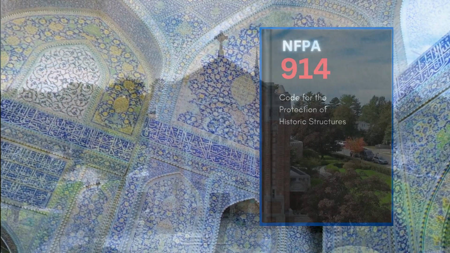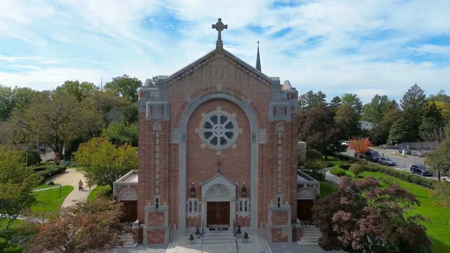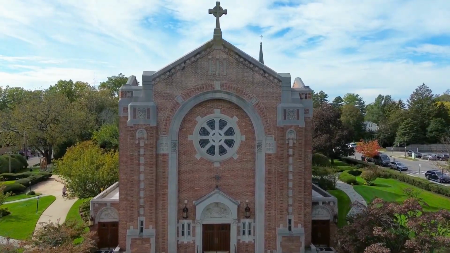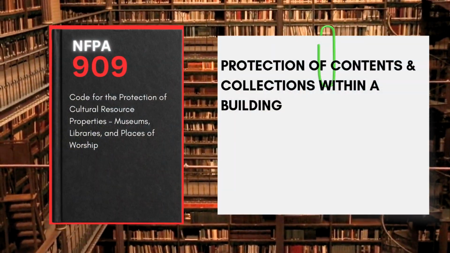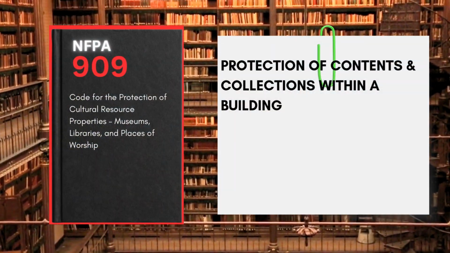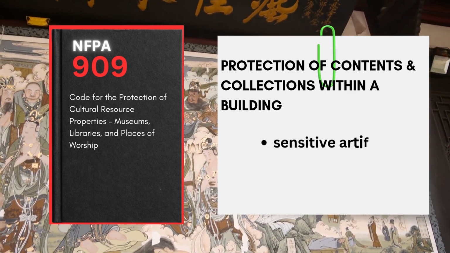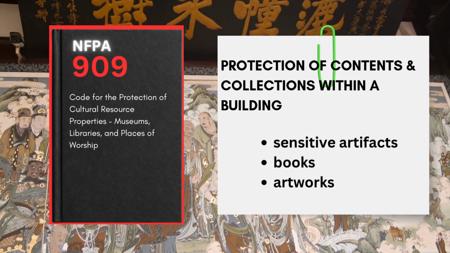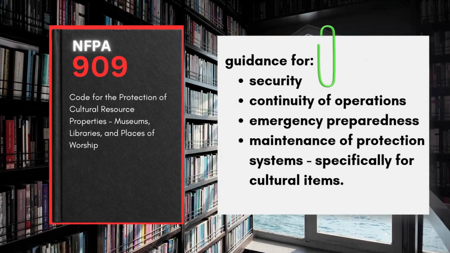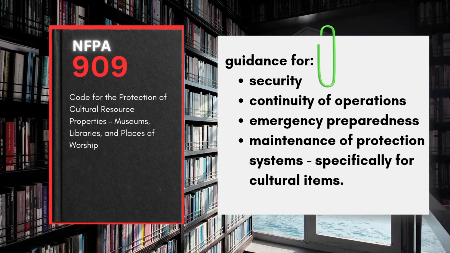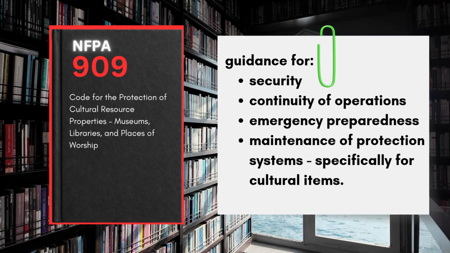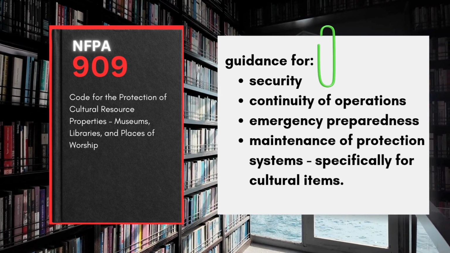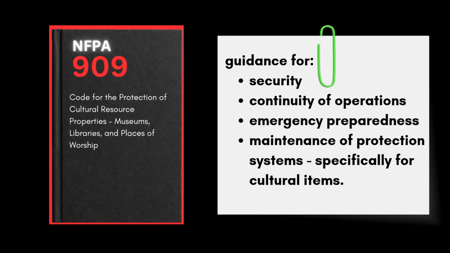NFPA 909 focuses on protection of contents and collections within a building. This would include sensitive artifacts, books, and artworks. This code also provides guidance for security, continuity of operations, emergency preparedness, and maintenance of protection systems, specifically for cultural items. NFPA 914's scope engages the historic structure and fabric of the building itself.